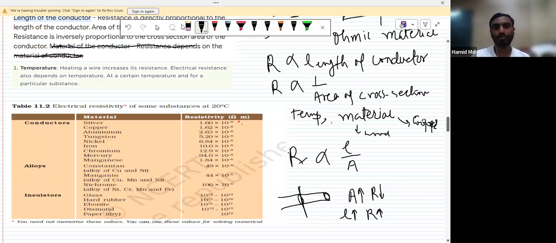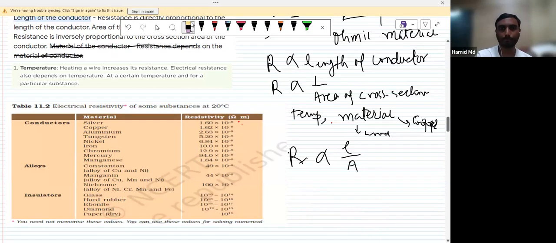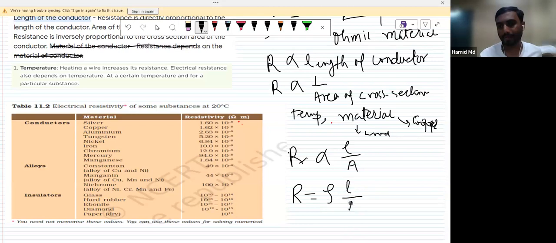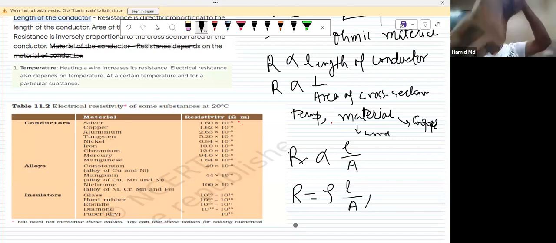So now we have to remove the proportionality and see how it behaves. It will be R equals rho L over A, where a new constant, rho, comes in. What is rho? This is the proportionality constant called resistivity. Yes, it's resistivity.